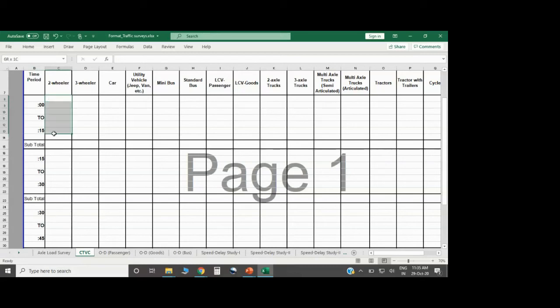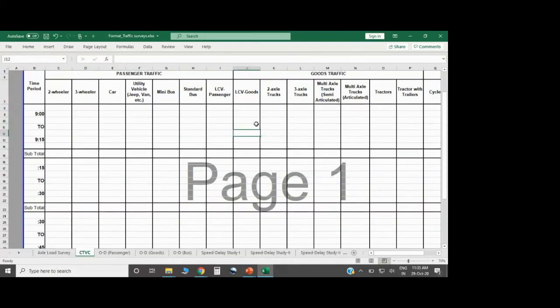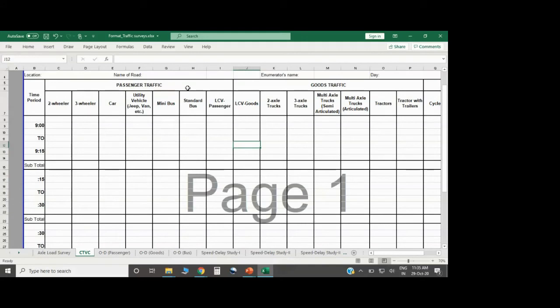So in 15 minutes, how many two-wheelers? Suppose I start this survey at 9 a.m. So 9 to 9:15, I'll count how many are the two-wheelers, how many are the three-wheelers, and all the 18 categories. Maybe one person might not be able to count all the 18 categories. So what you do is, you divide it into broad classifications.